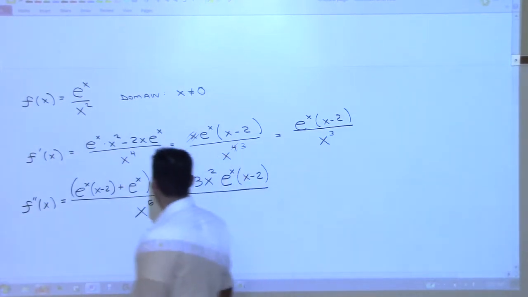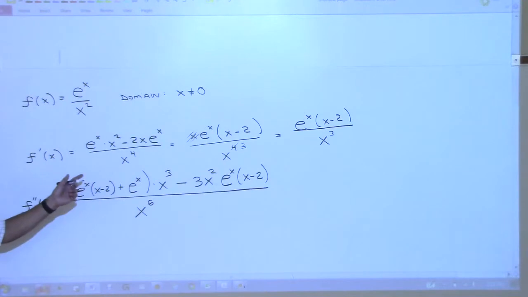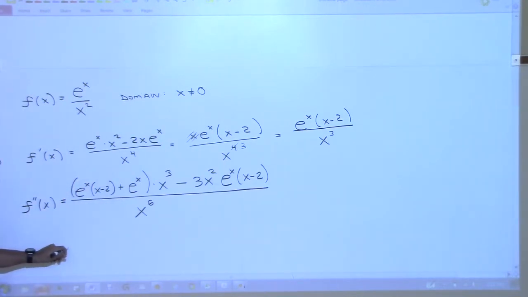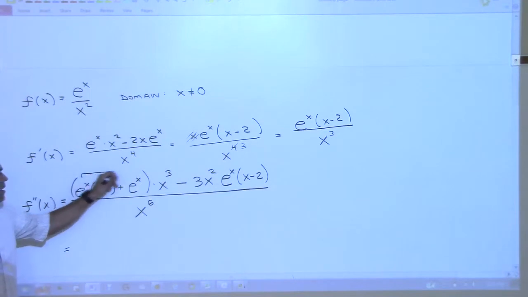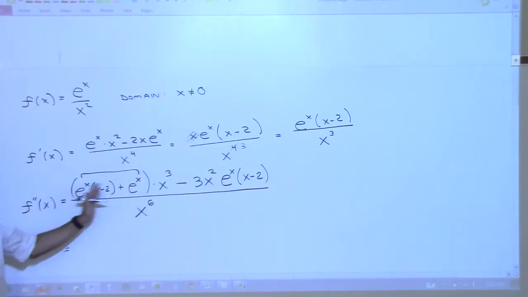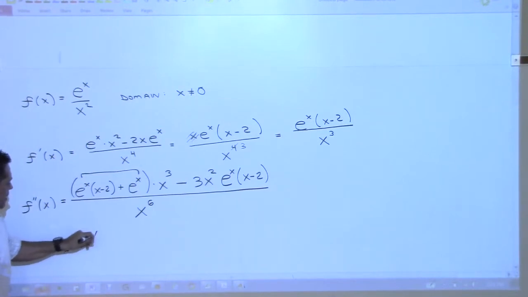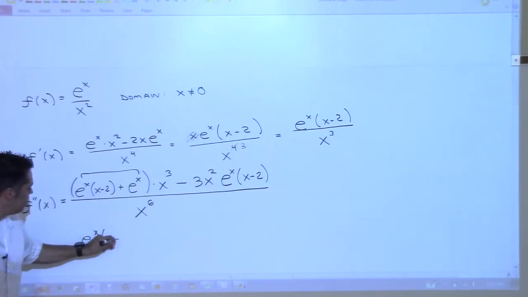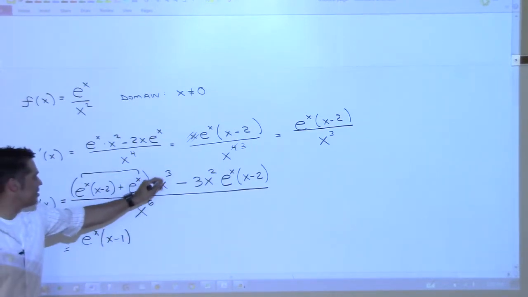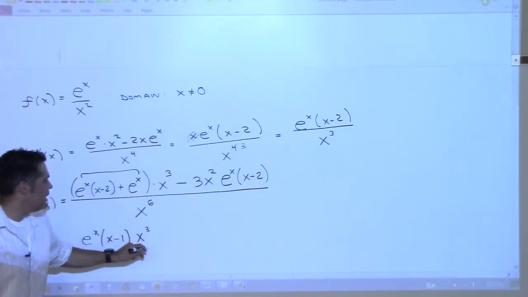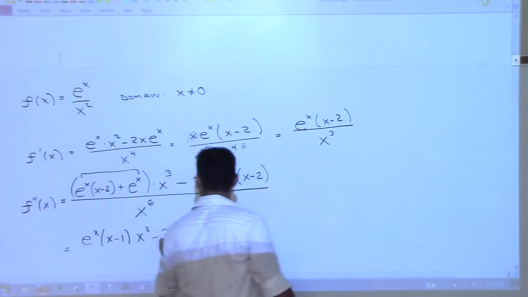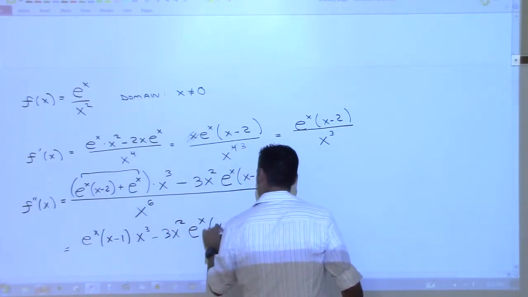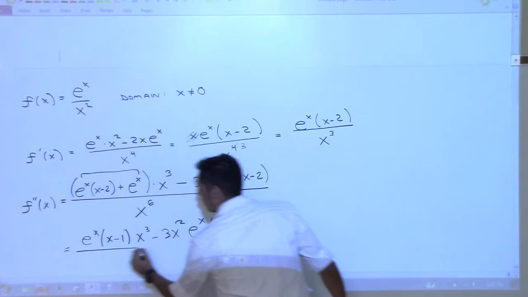Yeah, there's some things we can do here. Let's clean this up before we finish and start doing the up-down stuff. On these two right here, what do they both have in common? e to the x. I'm going to pull that e to the x out. And what would be left inside that parenthesis when I pull e to the x out here and e to the x out here? x minus 2 plus 1, which is really x minus 1. So that's x minus 1 there. And then I still have the x cubed being multiplied. And then over there we have minus 3x squared e to the x times x minus 2, and then all over x to the 6th.